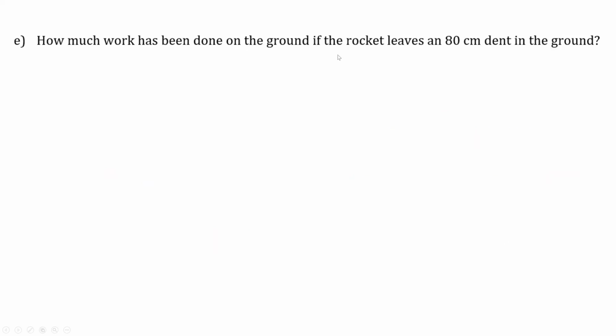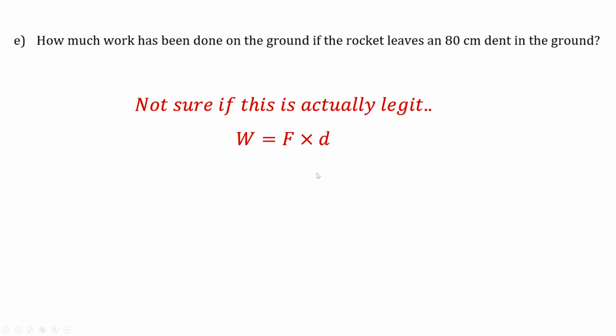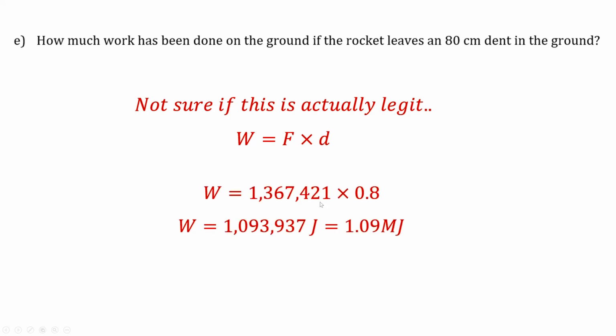How much work has been done on the ground if the rocket leaves an 80 centimeter dent in the ground? I don't know if this is actually legitimate, but if you get a question like this, you've got the work equation asking for work. We've got a force, we've got a distance. The distance is 80 centimeters, so you've got 0.08 meters. We know what that force was. So the work done on the ground is 1.09 million joules, 1.09 megajoules, which is a lot.